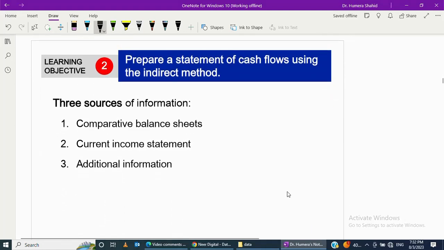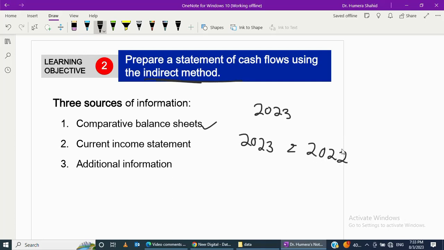Learning objective number 2 will be preparing the cash flow statement using the indirect method. So what do you need? You need a comparative balance sheet, which means two years of balance sheets. If you want to prepare the cash flow statement for 2023, you need the balance sheet of 2023 and of last year, 2022. You need the current year income statement, so the 2023 income statement, and some additional information to make some hidden facts clear.